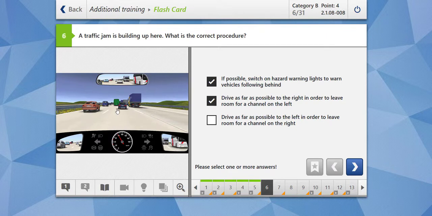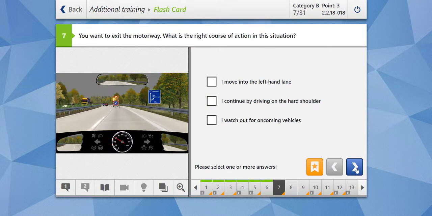It means if you are in the middle lane, move towards the right, and if you are in the left-hand lane, move towards the left, so that enough space can be created for the emergency vehicles. Let's check our answer. Our answer is correct. Going towards the next question.